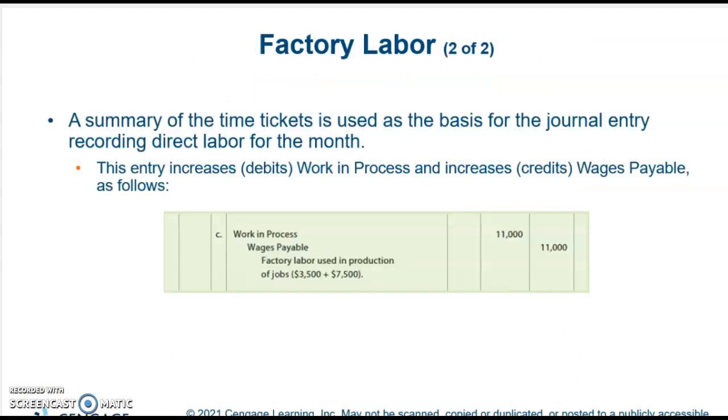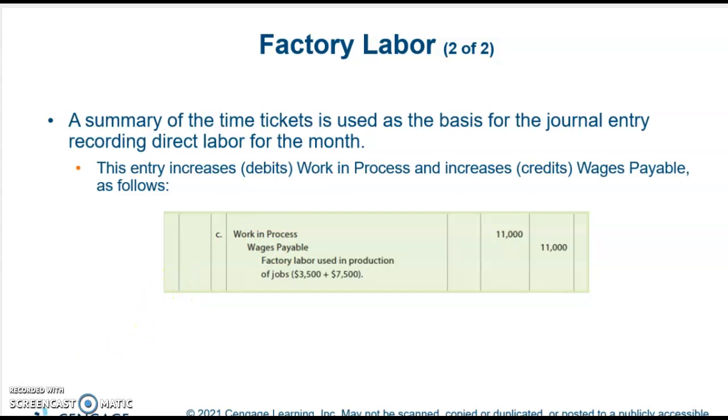So when we go to put this into our journal, we would have total labor costs. Here it's going to be 11,000. And so what we're going to do is, since this is direct labor, factory labor is direct labor, we're going to debit work in process. All direct labor goes into work in process. All indirect labor would be going into factory overhead. So debit WIP and credit wages payable because we need to pay our people.